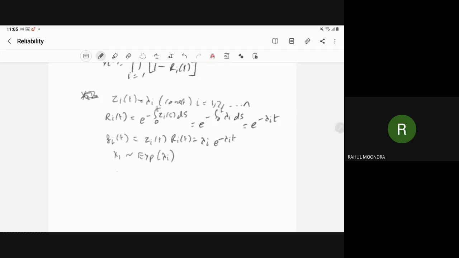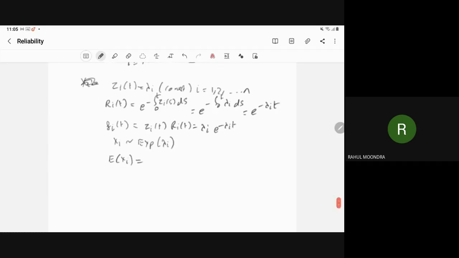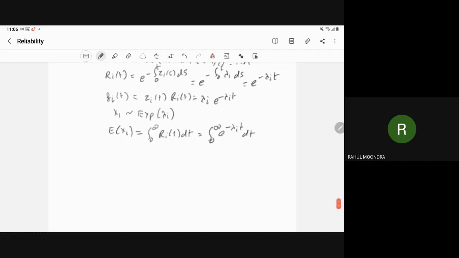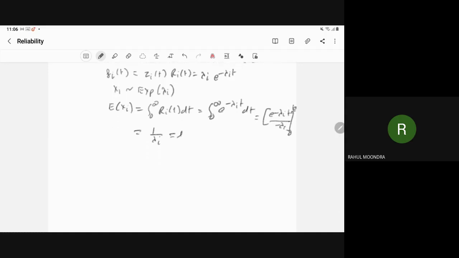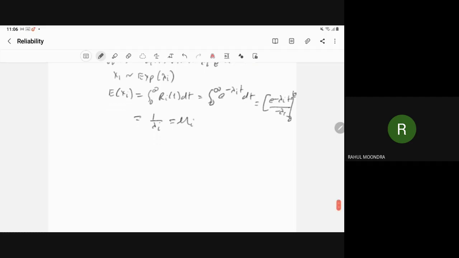Then after the reliability and fi(t), we computed E of Xi, the mean life length of a component. You know it is the integral from 0 to infinity of R(t) dt. For the component, it becomes the integral of Ri(t) dt, so the integral from 0 to infinity of e to the power minus lambda i t dt. This gives e to the power minus lambda i t upon minus lambda i from 0 to infinity, which gives 1 upon lambda i. Let's say it is mu i.